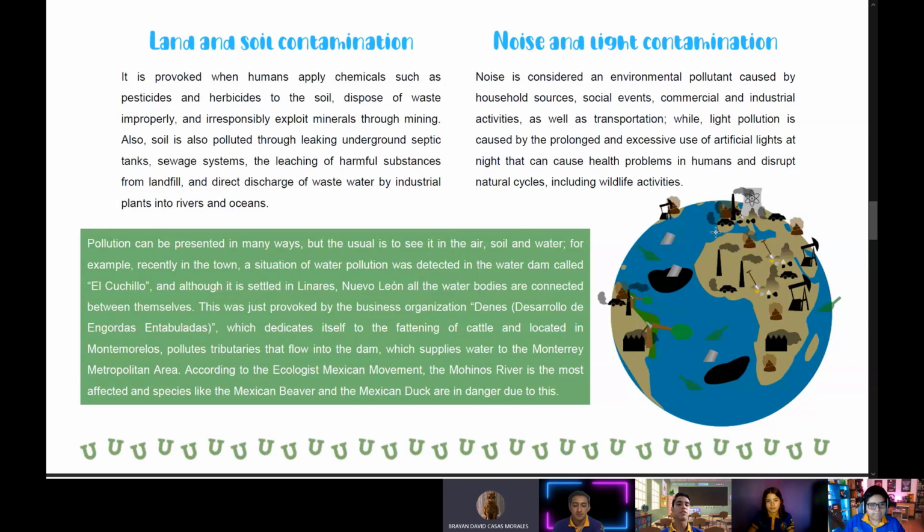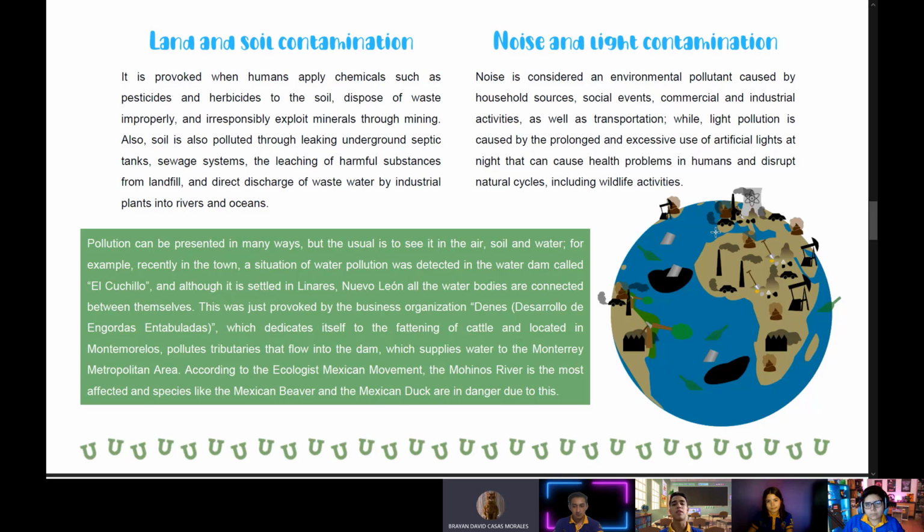Next, we have land and soil contamination. It is provoked when humans apply chemicals such as pesticides and herbicides to the soil, dispose of waste improperly and irresponsibly, and exploit minerals through mining. And finally, noise and light contamination.